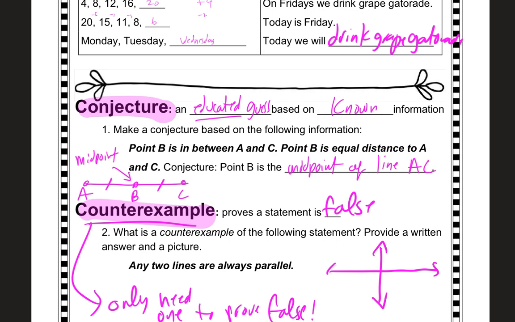These are two lines and they're not parallel, right? What if I had like this? That would mean that these are perpendicular, right? So all lines don't have to be parallel. Okay, this is a picture that shows that, and then let's use words. We can say that two lines can be perpendicular.